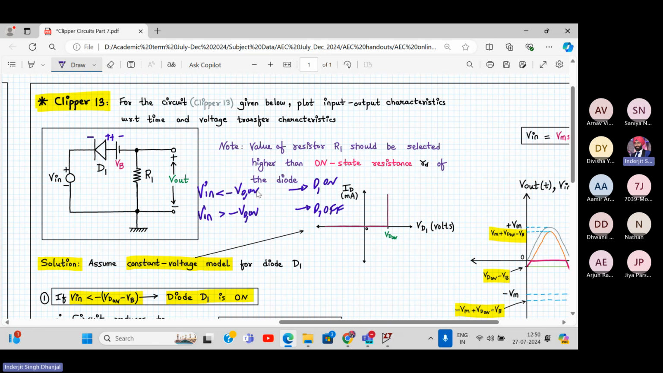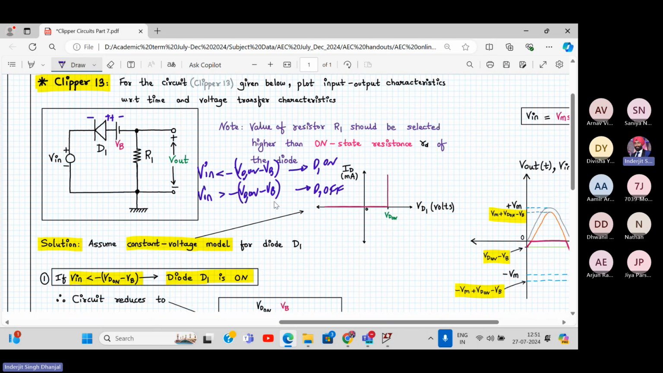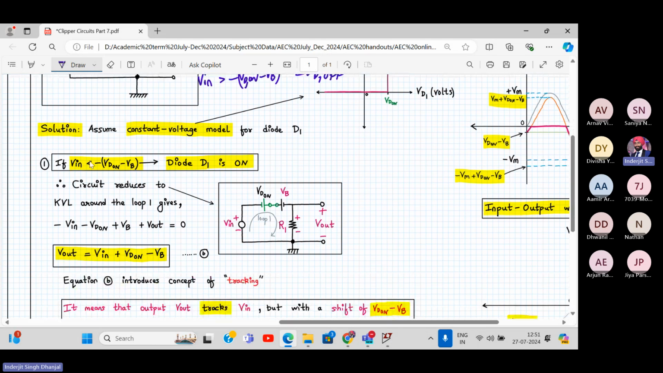So how it will be? Minus VB, because it is helping. So that much less voltage is required. So V in less than minus VD on minus VB. V in greater than minus VD on minus VB. All right. So here it is V in less than minus VD on minus VB, diode D1 is on. So KVL around the loop gives us plus V in plus VD on minus VB minus V out is equal to 0. So V out will be V in plus VD on minus VB.